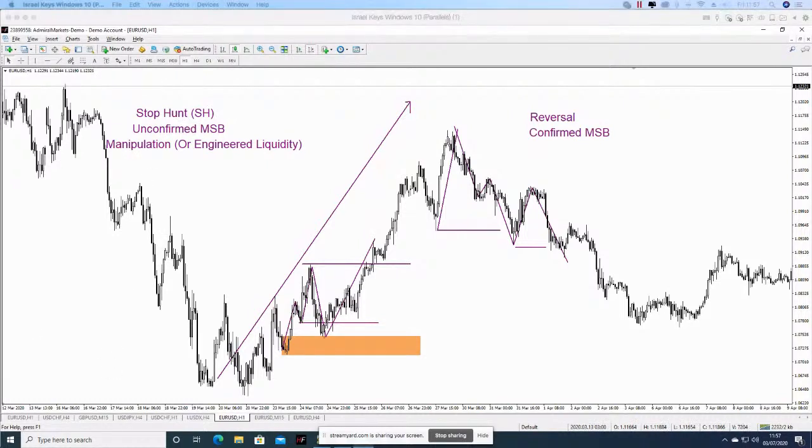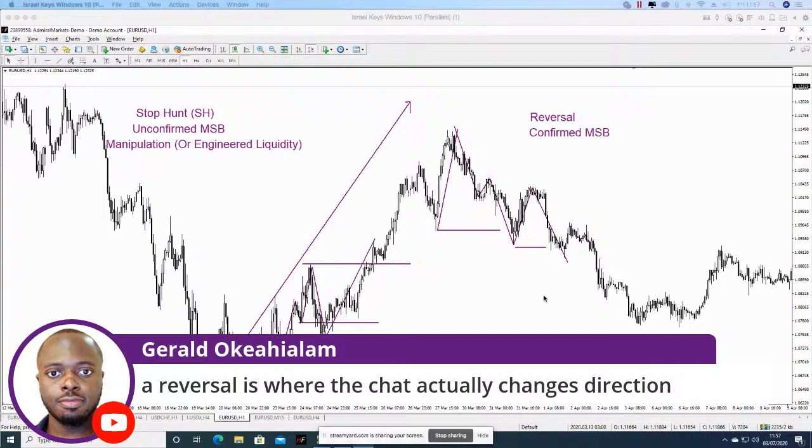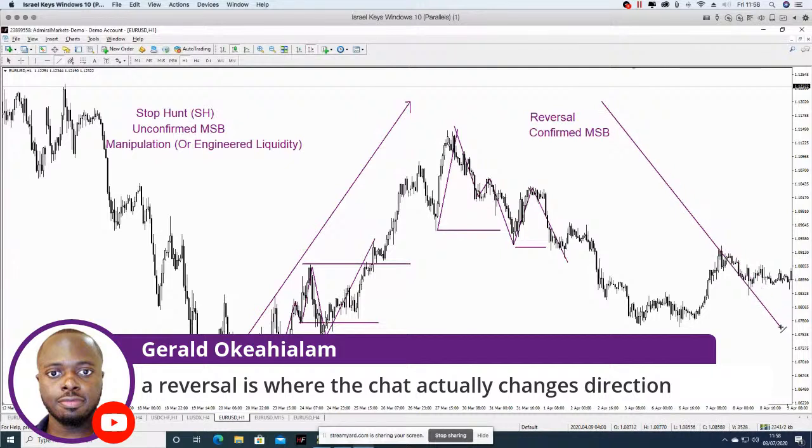Yep. A reversal is where the chart actually changes direction long term. The issue is when it starts, you will not know it's a reversal until you have seen this. There has to be a market structure break with either a lower high or a higher low, and then another market structure, quote unquote, break, to tell you that it has fully changed direction. I guess you wouldn't call the second one a market structure break. You would just call it the breaking of that level.